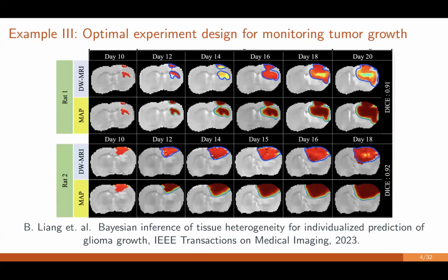I will not focus on this part of the work, but rather on the neural surrogate to accelerate the forward model. So here's another example, which is an optimal experimental design for monitoring the tumor growth. So what you can see here is the two sets of data with the corresponding rat 1 and rat 2. So for two rats, right? You can do their diffusion weighted MRI to see how much the tumor grows over a certain number of days, like day 10 up to day 20.